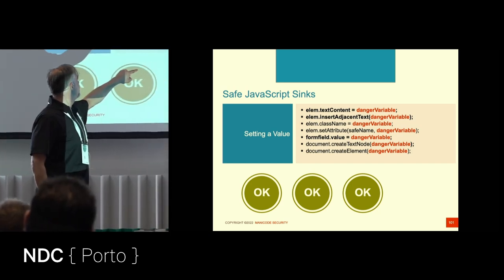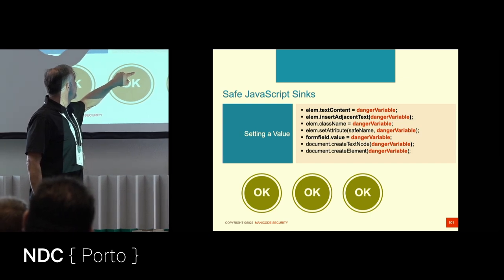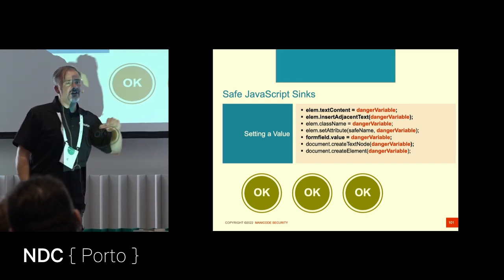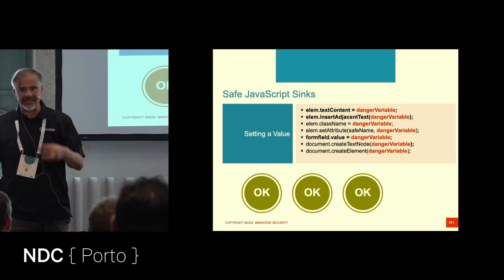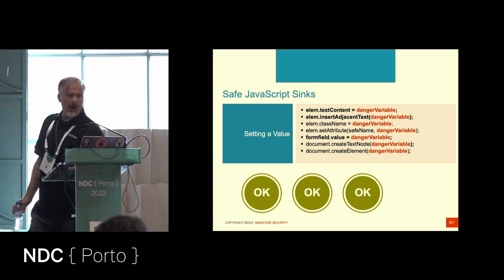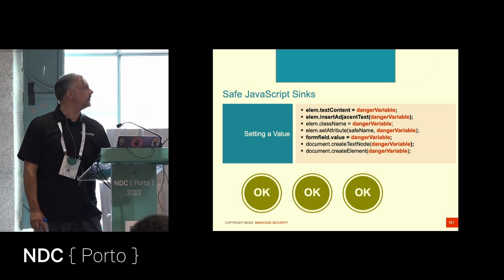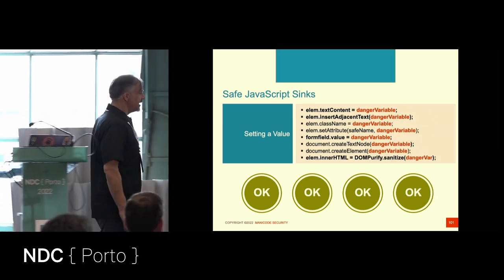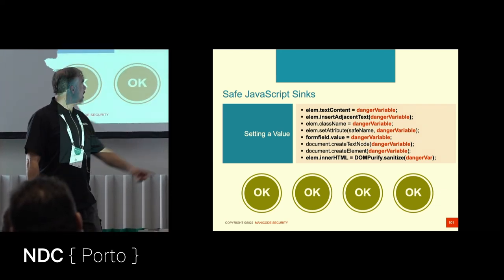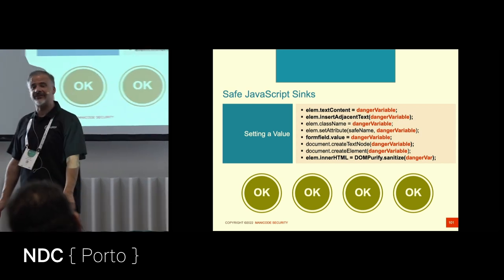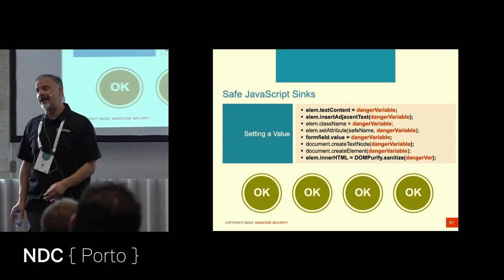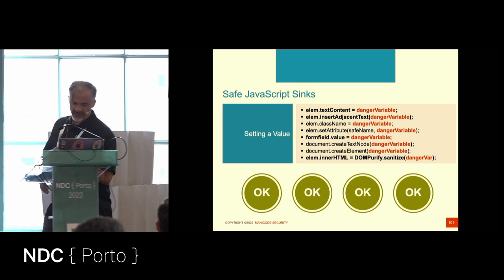I also have form field.value. This is not going to execute script. It's commonly used in JavaScript. Create text node and create element. These are ways to programmatically add something to the DOM. They're going to be safe as well. And I can make all the other functions in the world safe by using DOM purify. Inner HTML is going to populate HTML raw, but if I sanitize the content, it's suddenly safe. This is really important to the future of the web. And again, it's going to be native in ECMAScript in the next version.